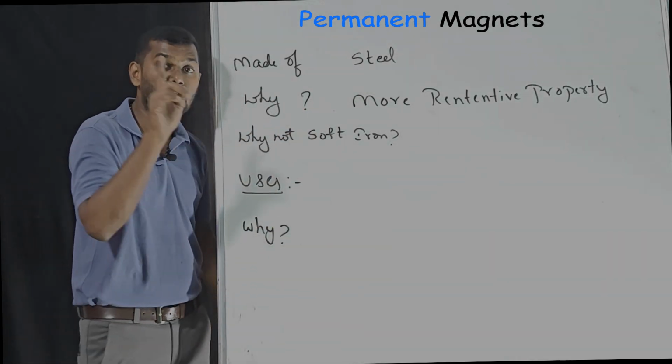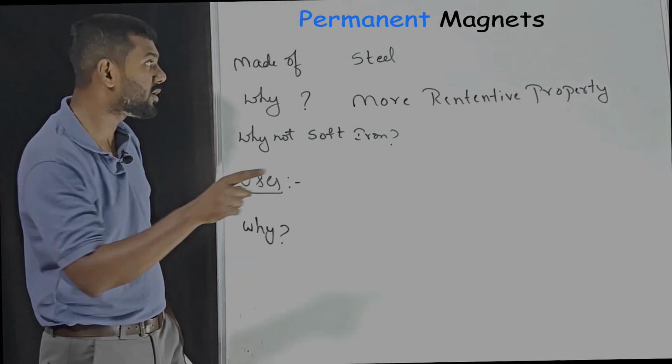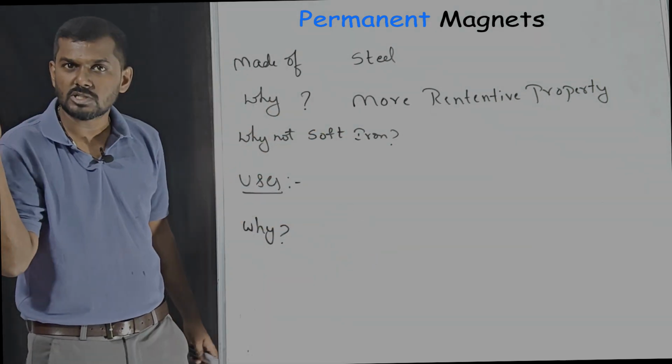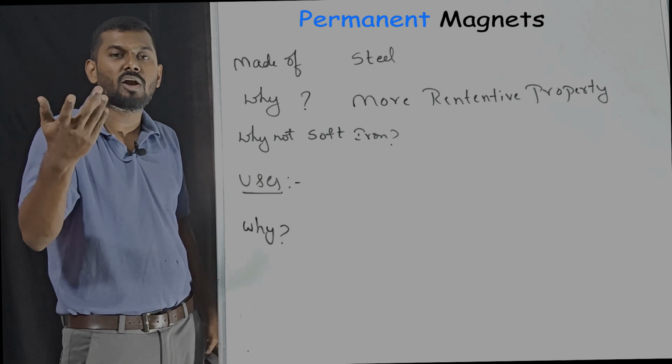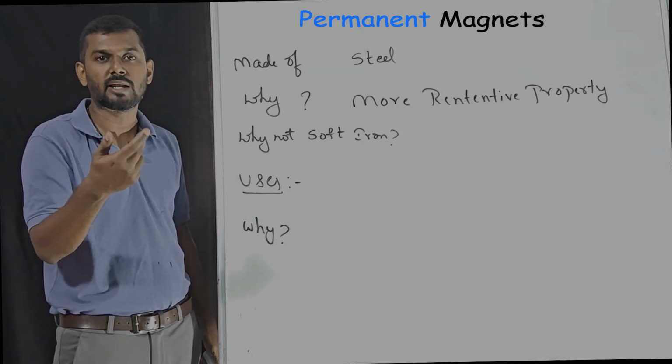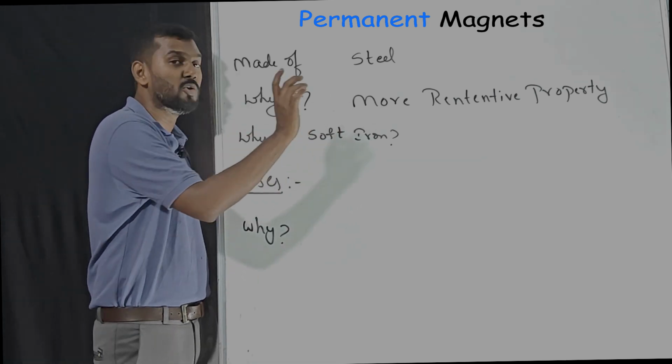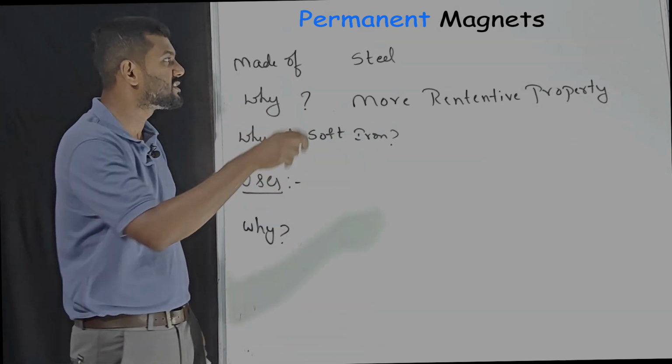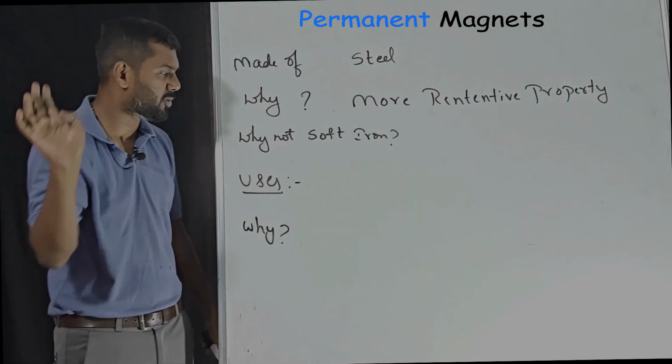Why not soft iron? Because soft iron, we know, has low retentive property. These kinds of questions you can expect in the exam. Why are we not using soft iron for permanent magnets? Very simple. Soft iron has low retentive property. Why are we using steel? Because steel has more retentive property.